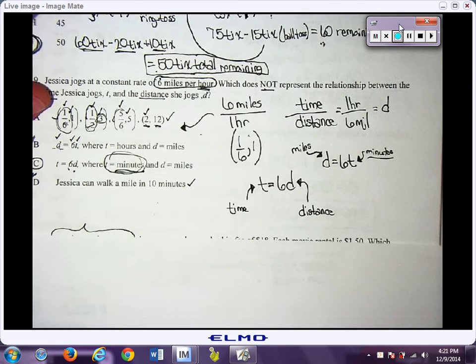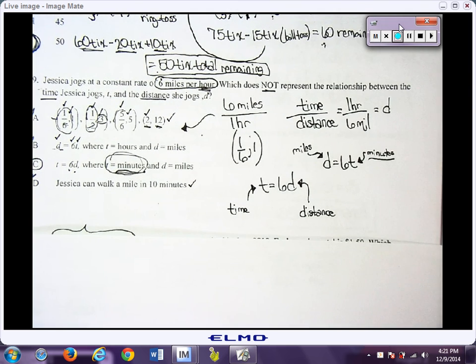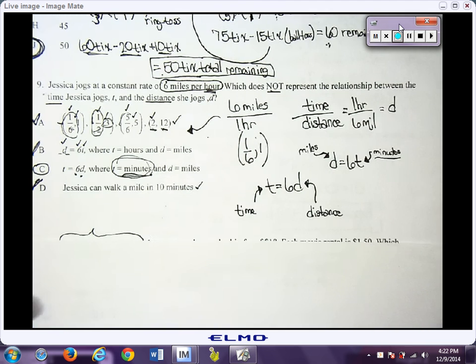Question number 9 talks about Jessica. Here they give us a scenario that Jessica jogs at a constant rate of 6 miles per hour. They want to know which one of these 4 scenarios, A, B, C, and D, does not show that fact the right way, correctly.